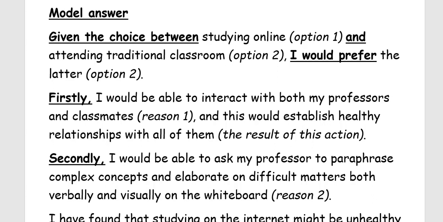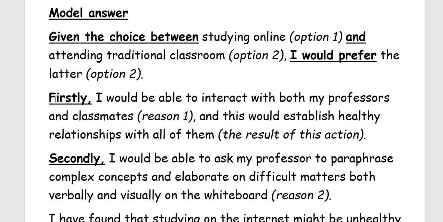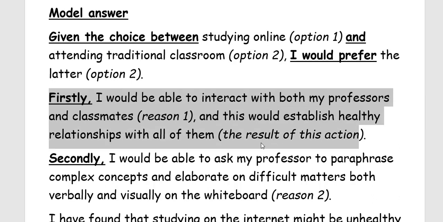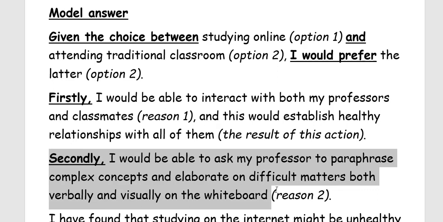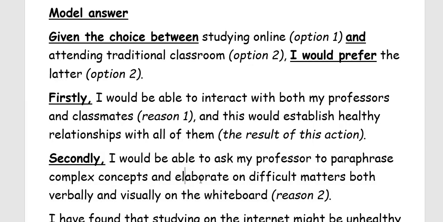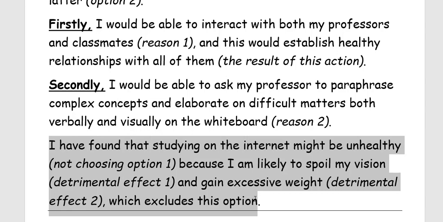Listen to me carefully and repeat after me. Given the choice between studying online and attending a traditional classroom, I would prefer the latter. Firstly, I would be able to interact with both my professors and classmates, and this would establish healthy relationships with all of them. Secondly, I would be able to ask my professor to paraphrase complex concepts and elaborate on difficult matters both verbally and visually on the whiteboard. I have found that studying on the internet might be unhealthy because I'm likely to spoil my vision and gain excessive weight, which excludes this option.